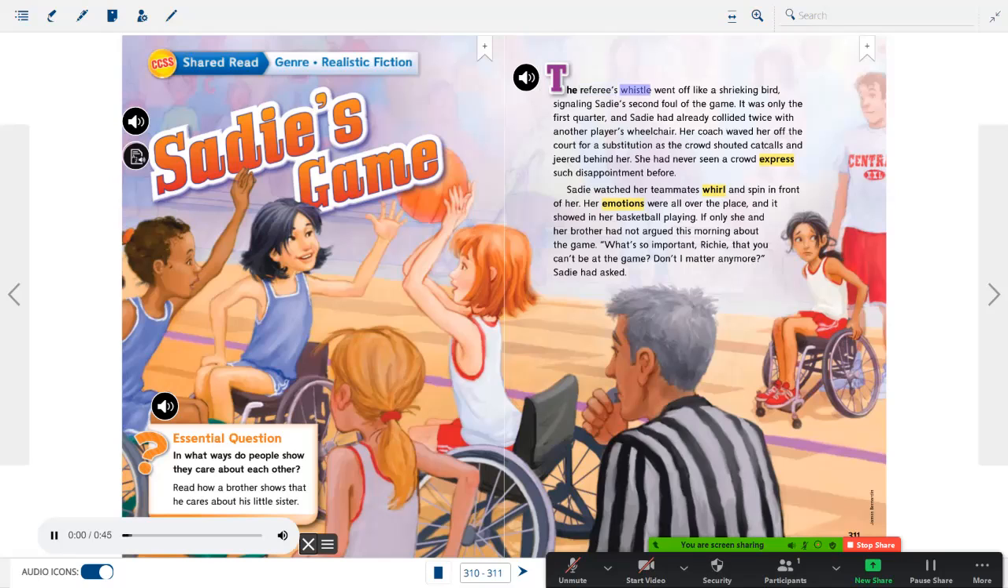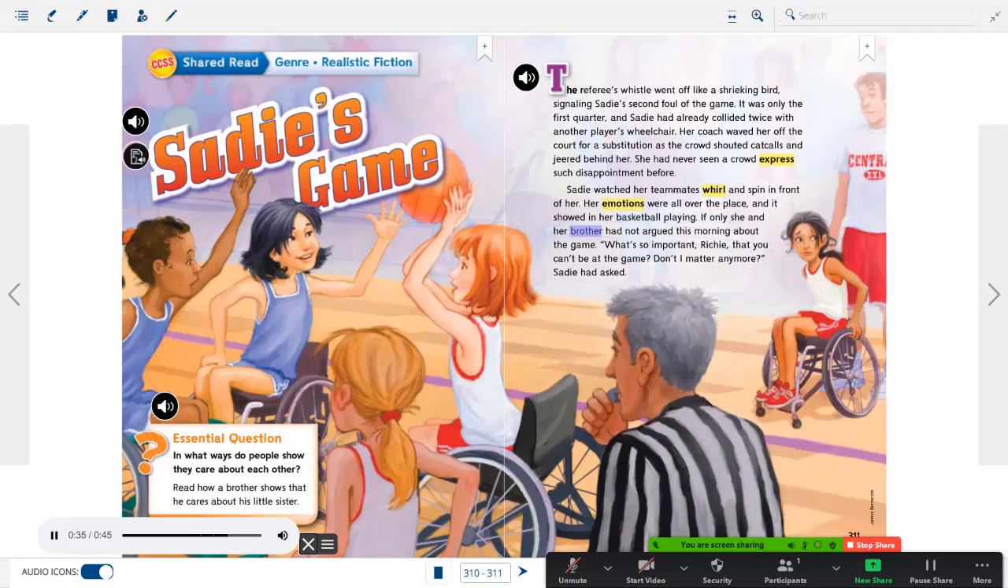The referee's whistle went off like a shrieking bird, signaling Sadie's second foul of the game. It was only the first quarter, and Sadie had already collided twice with another player's wheelchair. Her coach waved her off the court for a substitution as the crowd shouted catcalls and jeered behind her. She had never seen a crowd express such disappointment before. Sadie watched her teammates whirl and spin in front of her. Her emotions were all over the place, and it showed in her basketball playing.